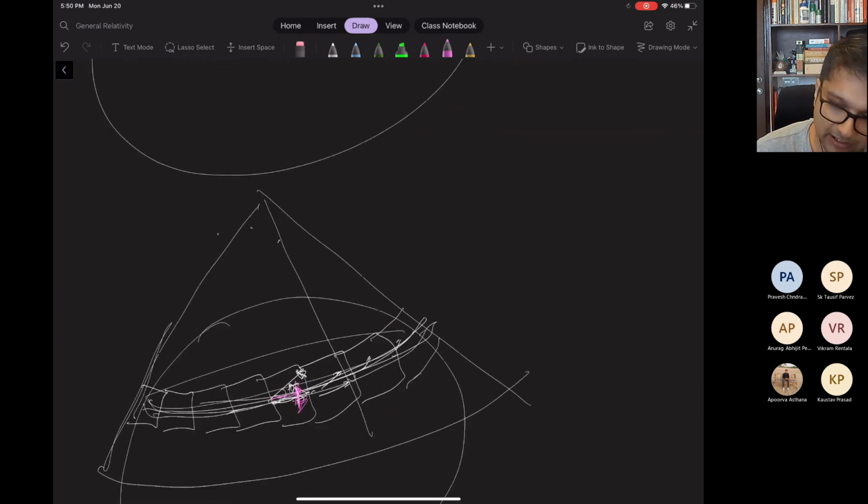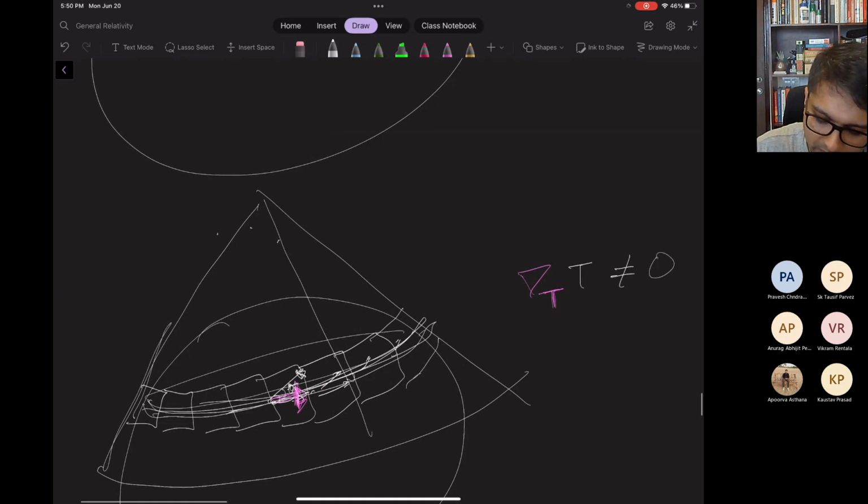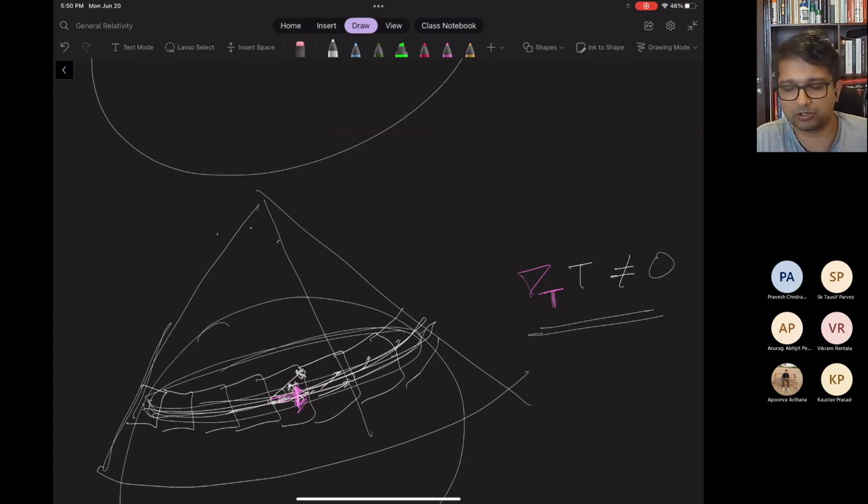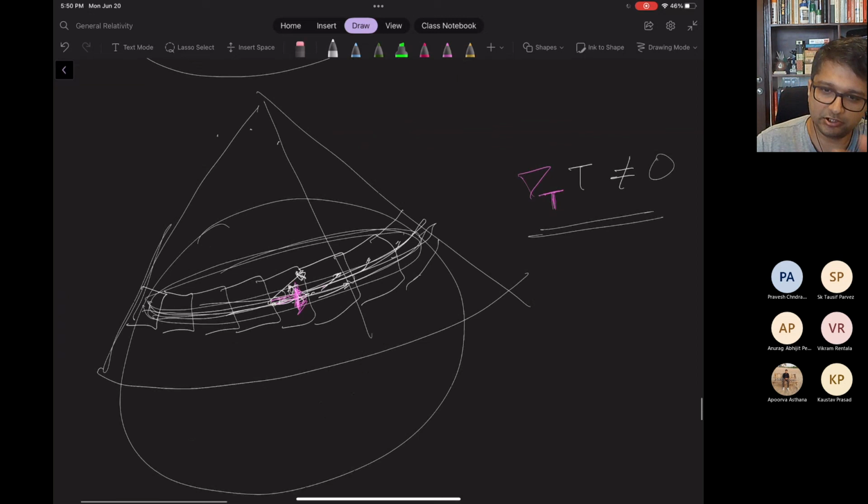However, here I'm parallelly transporting the tangent vectors to this curve along this curve. But this is non-zero. And the reason it's non-zero is because a latitude is not a geodesic. It's only longitudes that are geodesic.